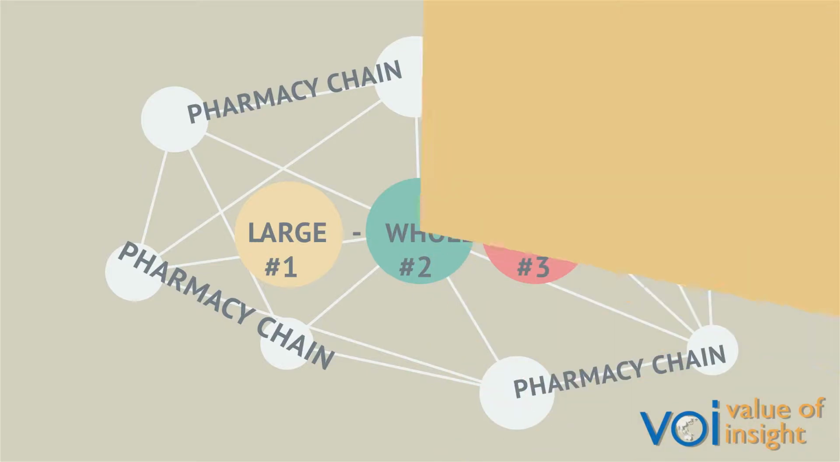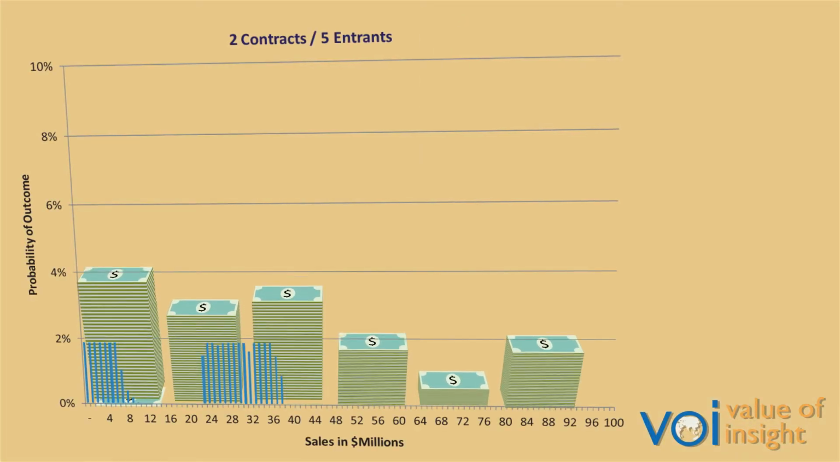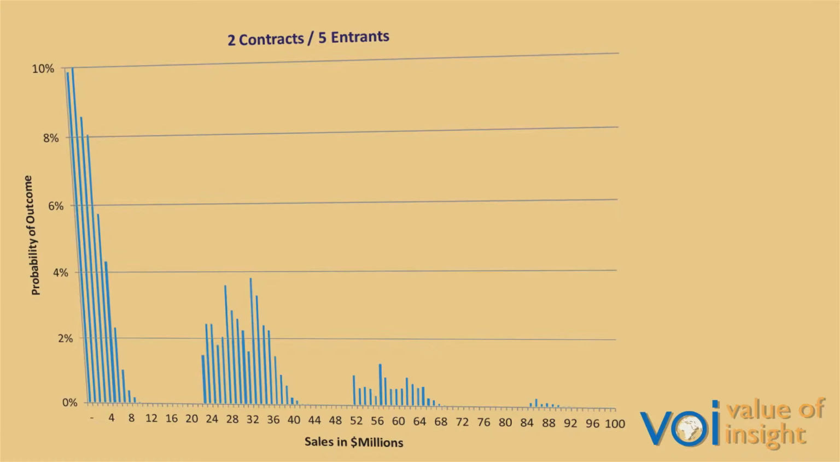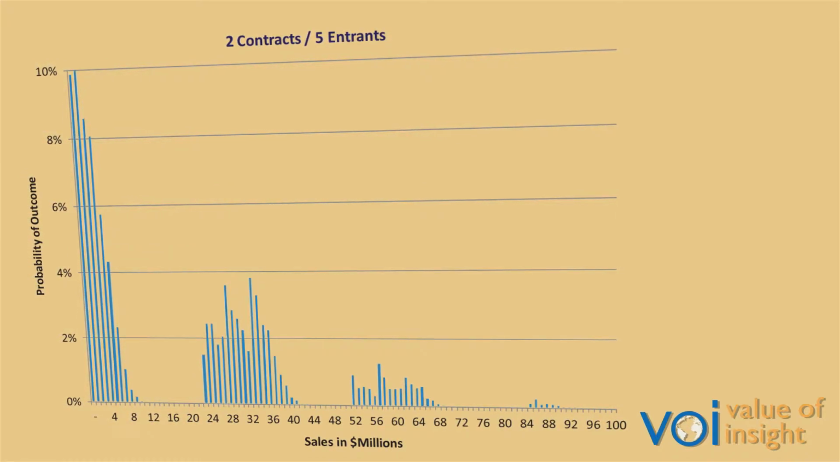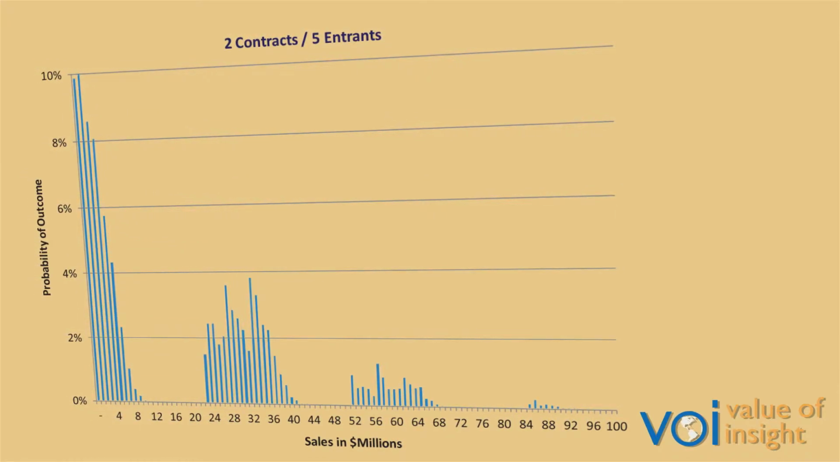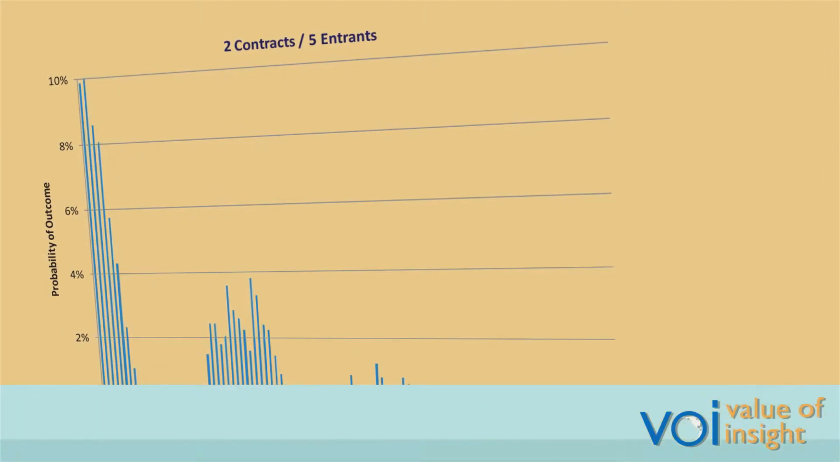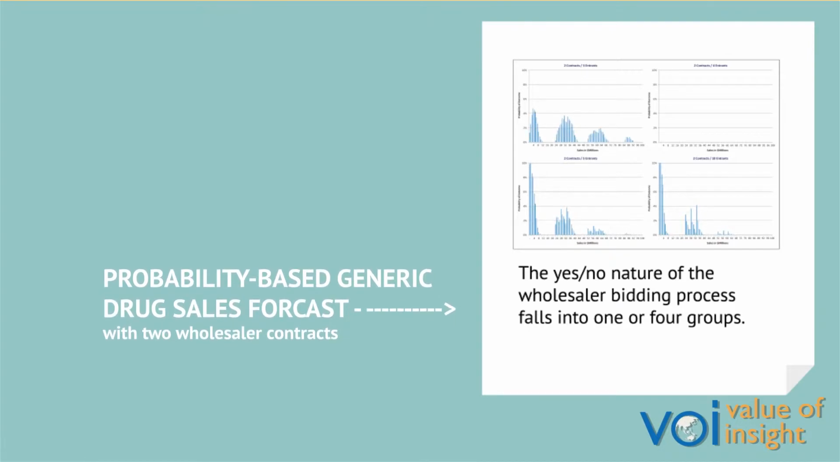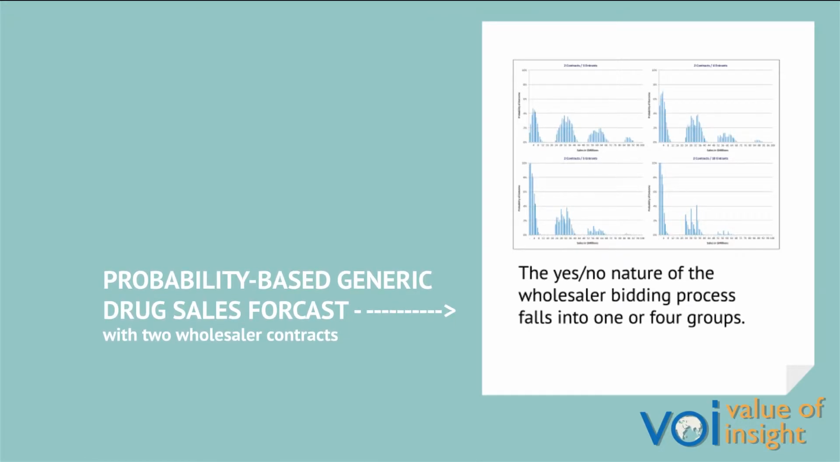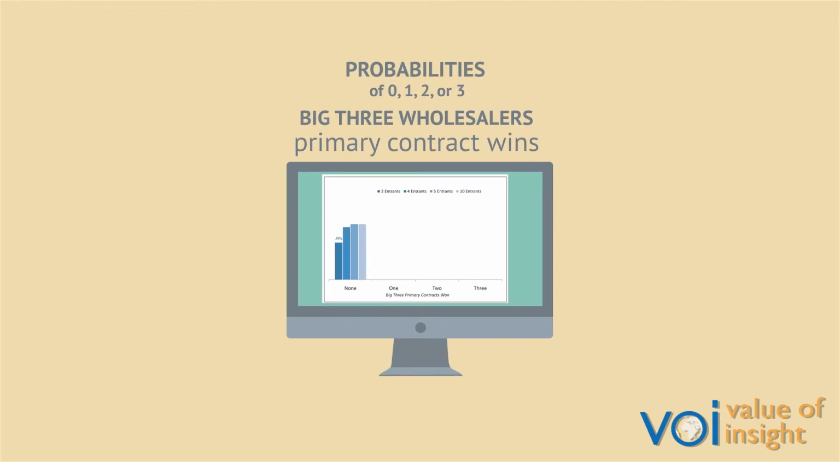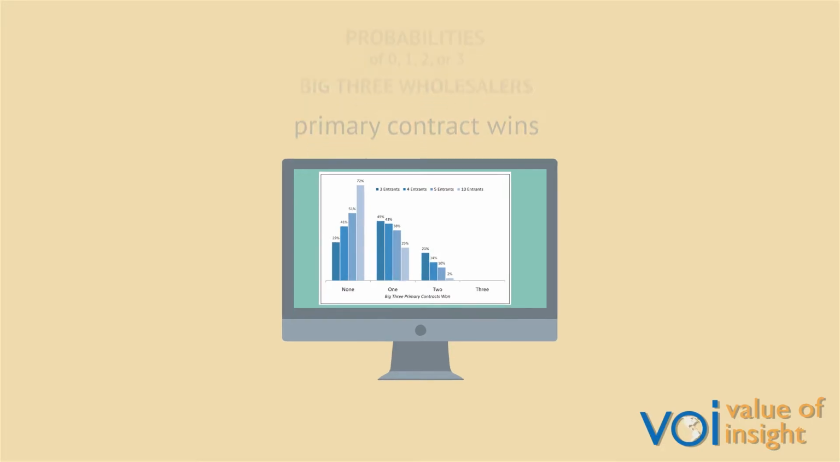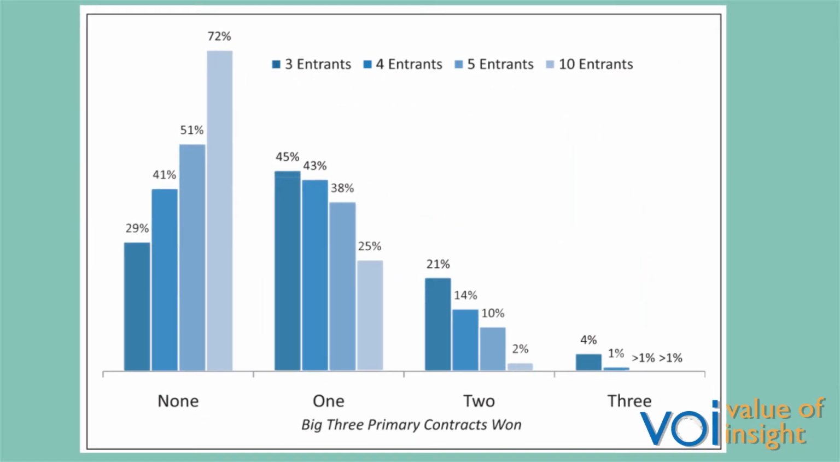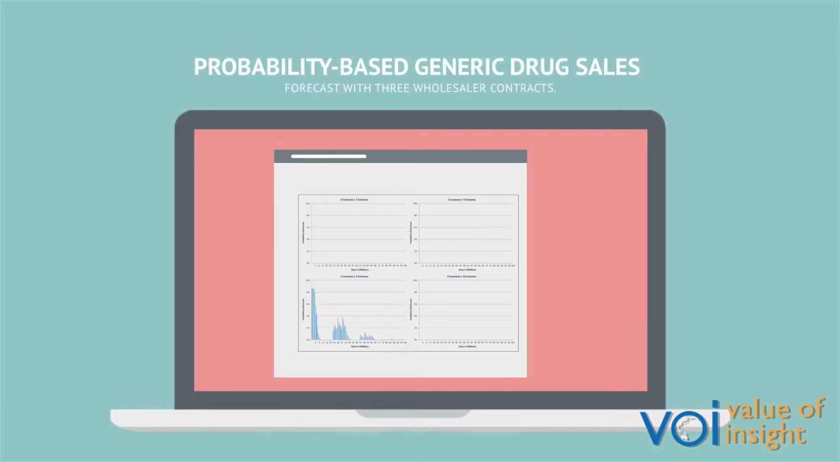What is represented here is revenue from $0 to $100 million and the probability of achieving a particular level of revenue when each wholesaler offers 2 contracts. We clearly see that the yes-no nature of the wholesaler bidding process falls into 1 of 4 groups. It's easier to think of this in terms of a range of minor outcomes surrounding one of 4 major outcomes. We take this a step further by introducing a 3rd wholesaler contract into the picture.